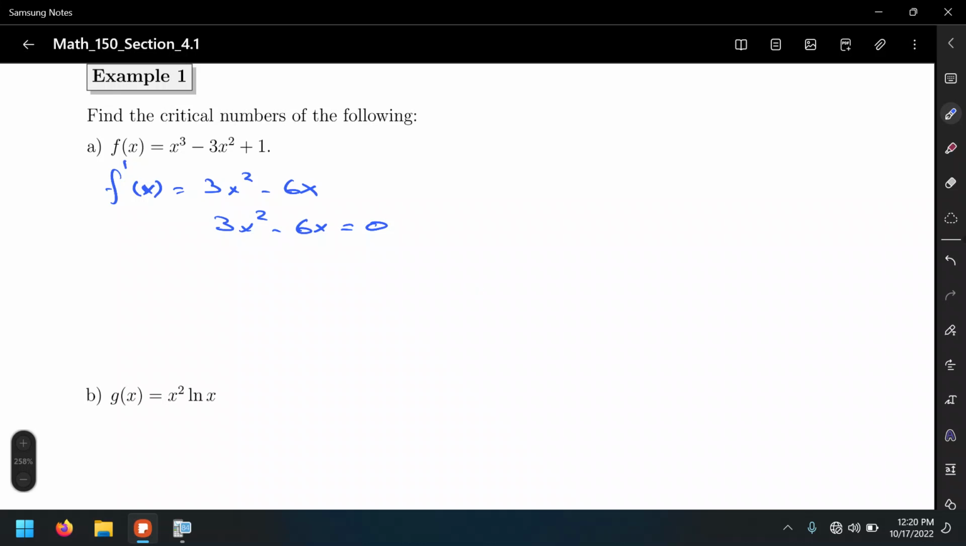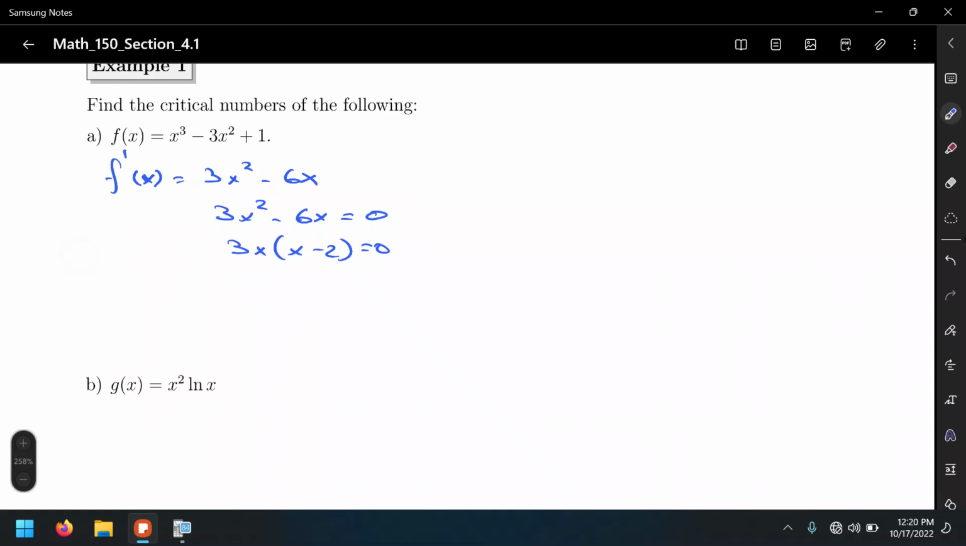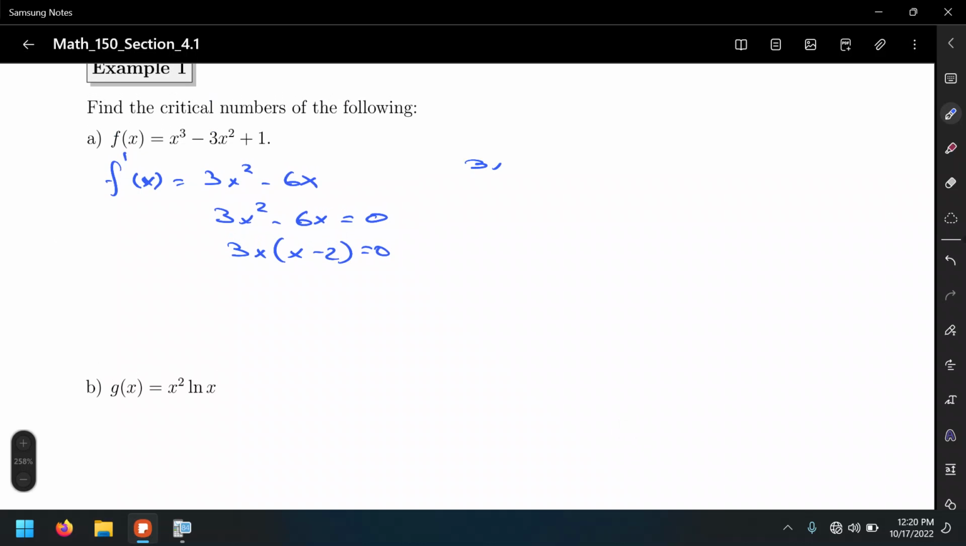And I think it's factoring the greatest common factor of 3x, giving 3x times (x minus 2). So when solving this equation, either 3x equals 0 or x minus 2 equals 0. So x equals 0 or x equals 2. So those are the two critical values. Which of them is going to be the maximum and which the minimum, we don't care at the moment. But those are the two values of x for which we will potentially have a max or a min, or both. We don't know.